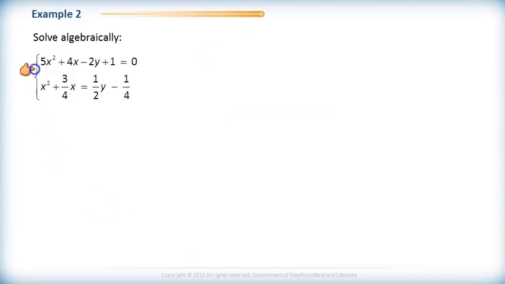Example 2 has 5x squared plus 4x minus 2y plus 1 equals 0, and x squared plus 3/4 x equals 1/2 y minus 1/4. Now, we use a skill that we learned in the chapter on rational expressions. If we multiply the second equation by 4, the LCD, let's see what happens. I'll get 4x squared, 3/4 of 4 is just 3, so I've got 3x, equals 1/2 of 4 would be 2y, and 1/4 of 4 would be 1. So I'm going to have minus 1 there because it's a negative times a positive.